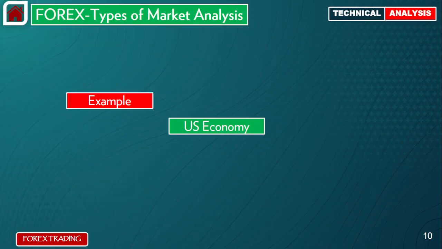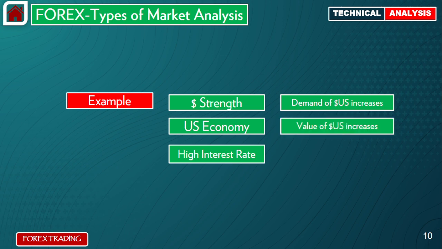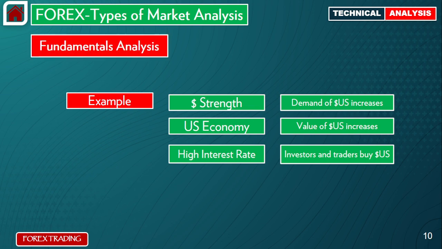So we can take an example of the US economy, where the dollar is gaining strength and they are increasing interest rates. It only means that the demand for the US dollar increases and the value of the US dollar increases. So when the value of a currency increases, such as the US being the strongest currency, investors and traders buy US dollars because it's safe to buy US dollars as an investment tool. It will give them a profit in the end.